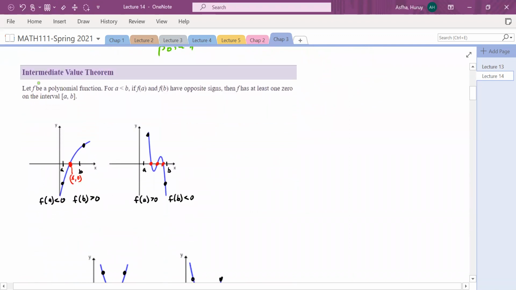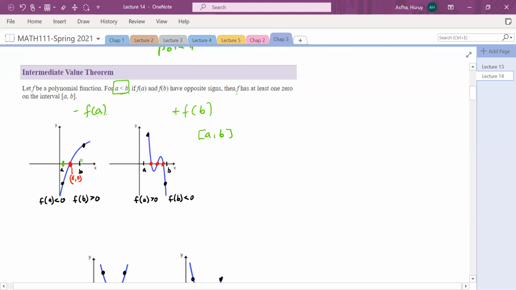And another important theorem here is the intermediate value theorem. This one basically says if we have two values of x, let's call them a and b, and if a is less than b, and when we evaluate the function, we find f of a and f of b, and these two values have opposite sign, let's say one is negative and the other is positive, then the function f has at least one zero between the numbers a and b, or in the interval (a, b). On this interval it has at least one zero, which means it touches or crosses the x-axis at least once.